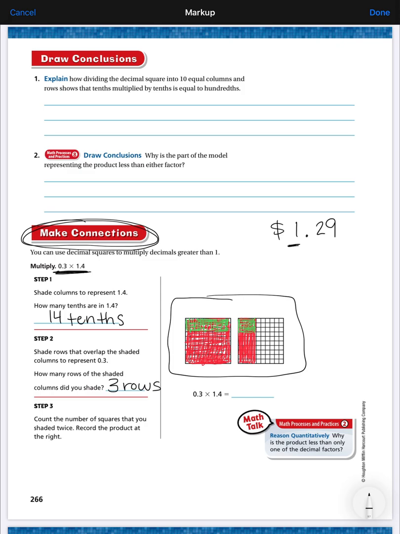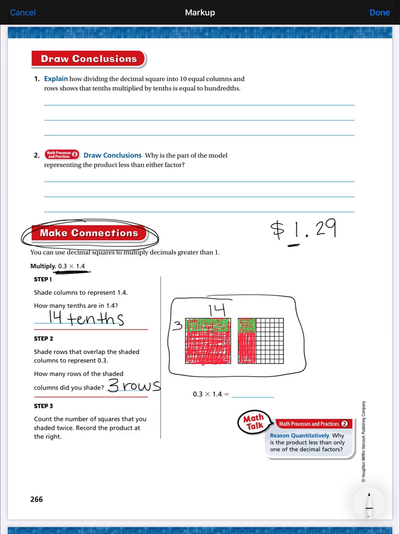Then it says to count the number of squares that you shaded twice. So the number of squares that I shaded in both red and green. Well, I can look at it and I can create a little multiplication problem, right? So I had 14 rows across and 3 rows down. 14 across, 3 down, okay? And that's going to tell me my product.